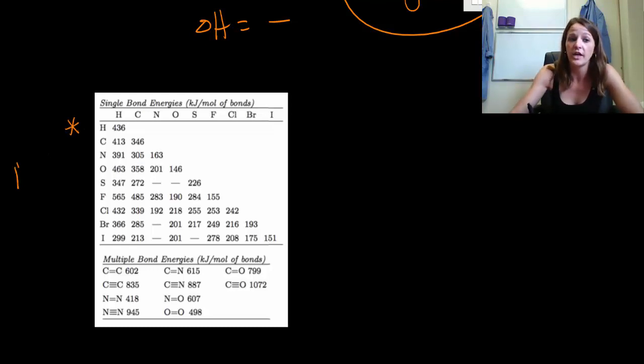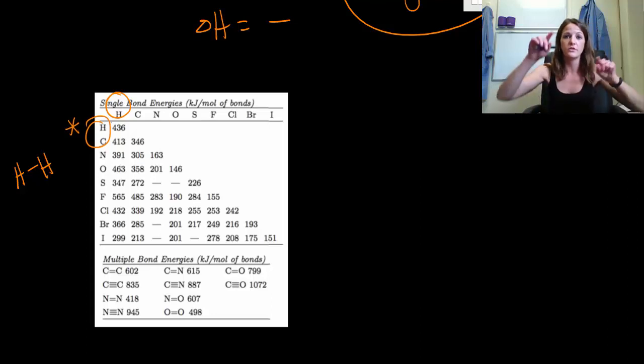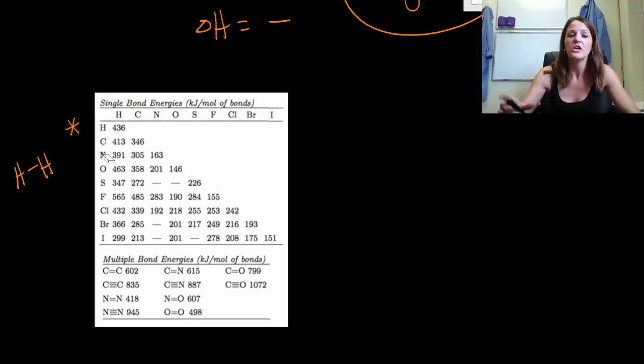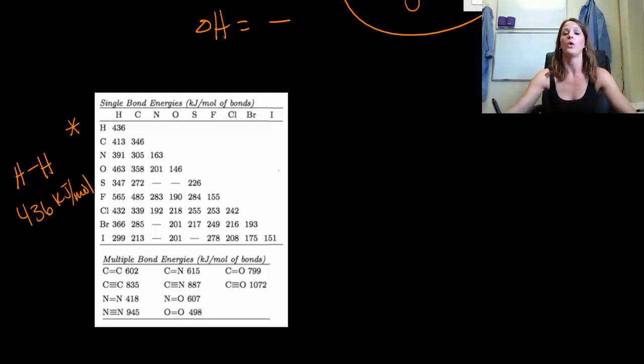So let's say we want to look at a hydrogen-hydrogen bond. So you're going to find the hydrogen on one spot here, the hydrogen on another spot here, and then the value where you bring these two together, so literally just bring your fingers together, that's going to be the value for that type of bond. So if we look at this properly, we would see that a hydrogen-hydrogen bond actually has a value of about 436 kilojoules of energy per mole. So let's actually do this for our problem, all right?